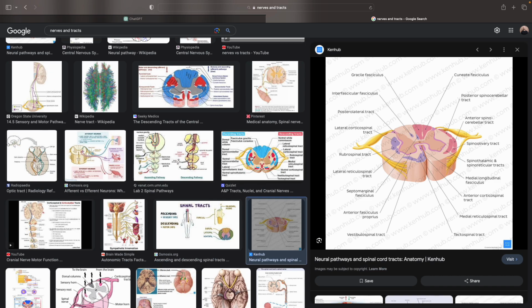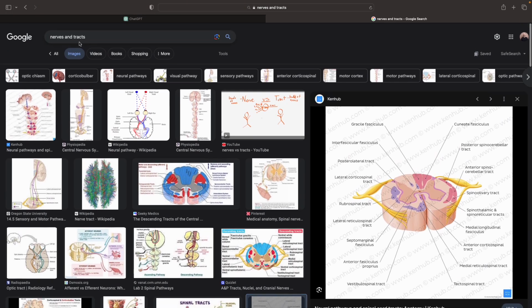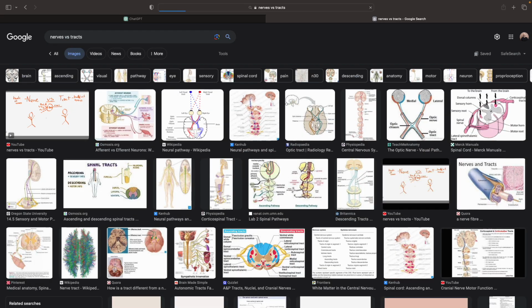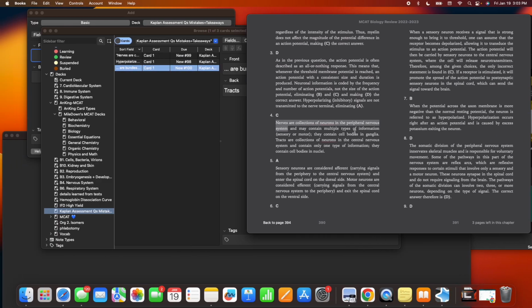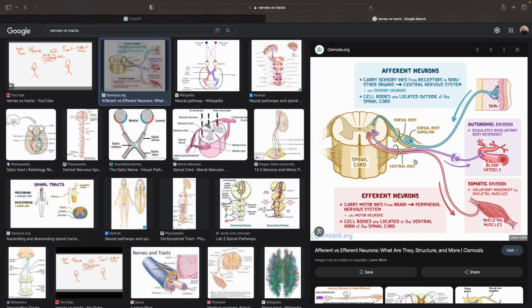We honestly need a good picture for these. These are different tracts. Nerves versus tracts. Dorsal roots, ventral roots, dorsal root ganglion. Okay. So nerves have their cell bodies in ganglia, right? Nice. And where's the nuclei? Where is the nuclei?